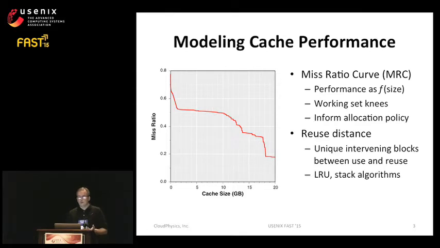MRC construction typically involves computing histograms of what are called reuse distances. The reuse distance for an access to a block B is defined as the number of other unique blocks referenced since the previous access to B. Reuse distance is sometimes called stack distance because it also represents the distance from the top of an LRU ordered stack of references.